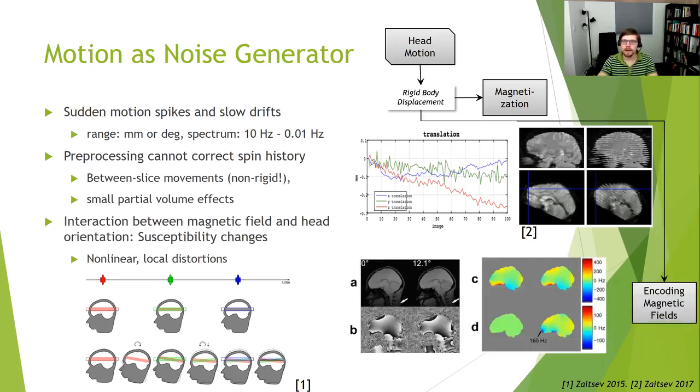And there's also another pathway that enters via the encoding magnetic fields, because if you change your pose in the scanner, the susceptibility also changes. You can see this in the phase images here. This leads to changes in the B0 maps, basically, and local distortion, especially in the orbitofrontal and temporal areas. So you have deformations that are nonlinear and local that change with the movement.